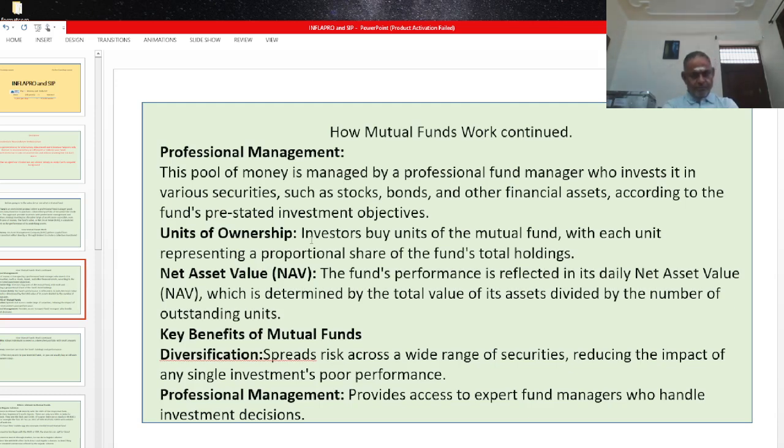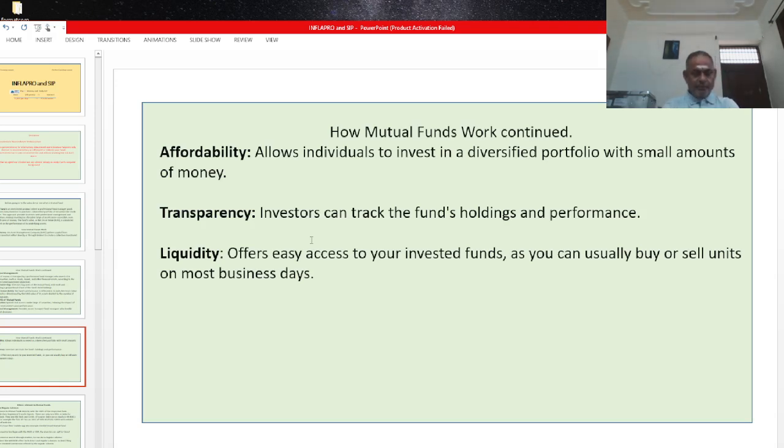Key benefits of mutual fund. Diversification. The fund spreads across a wide range of securities, reducing the impact of any single investment's poor performance. Professional management provides access to expert fund managers who handle investment decisions. Affordability allows individuals to invest in a diversified portfolio with small amounts of money. Transparency. Investors can track the fund's holdings and performance. Liquidity offers easy access to your invested funds as you usually buy or sell units on most business days subject to exit load.